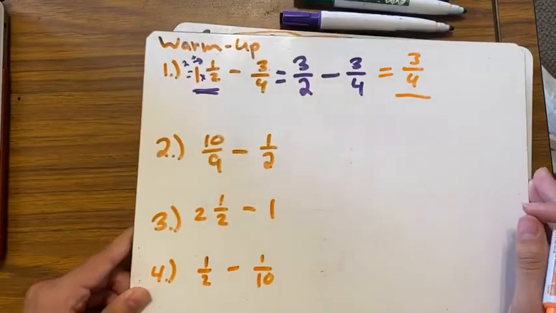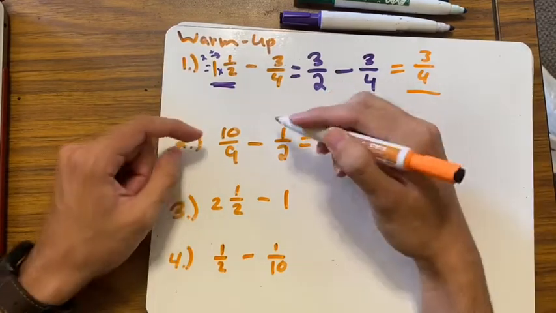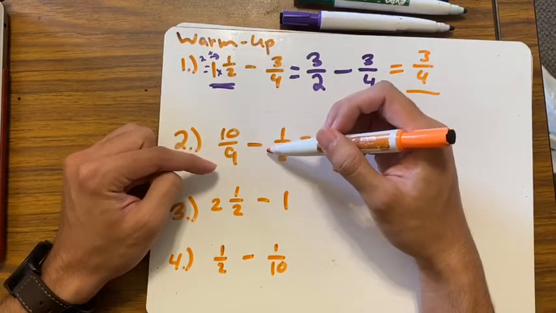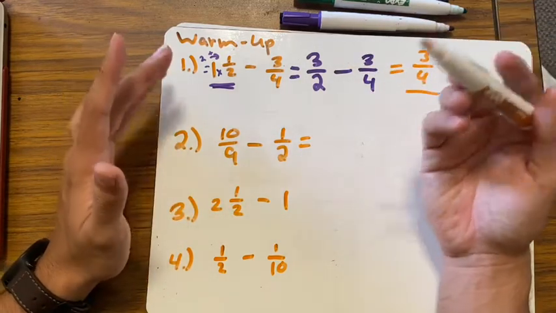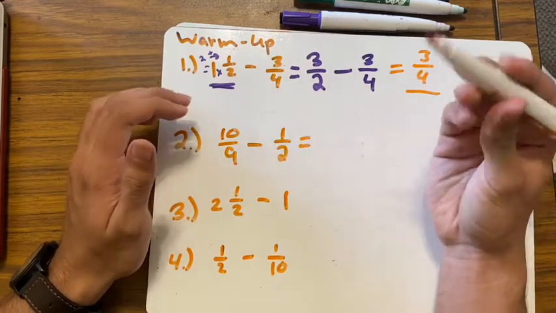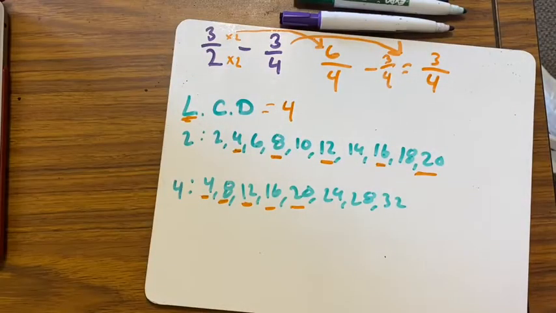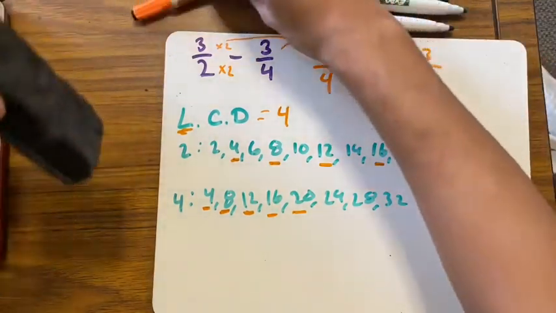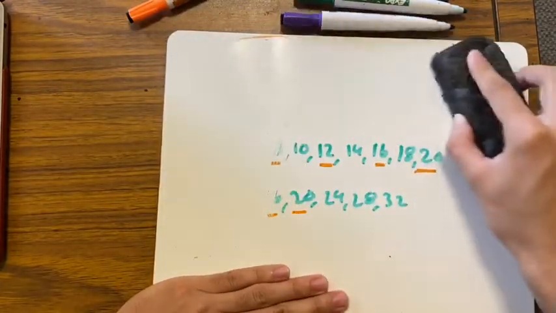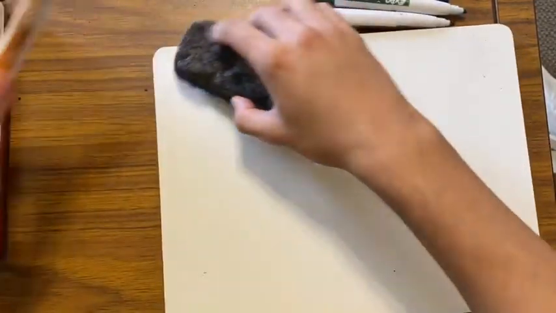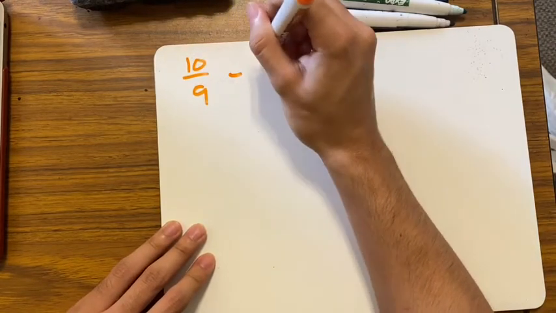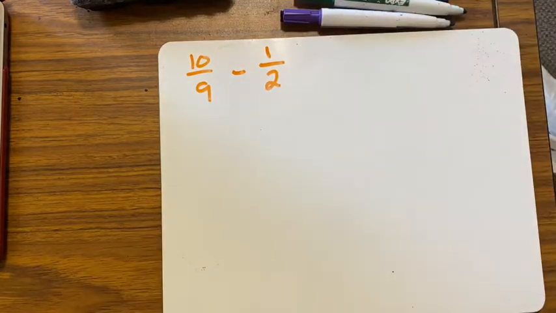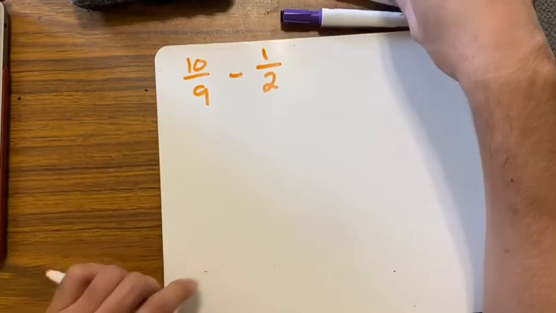Now let's go ahead and do the next one. I have 10 over 9 minus 1 over 2. Okay, well, this one, I don't have any mixed numbers, so all I need to do is just find my least common denominator, okay? So let's go ahead and do that. Now, I'm going to repeat it, everybody. You have multiple ways of finding your answer. This is just one way. I would like for you all to explore different ways you can solve these questions. So, least common denominator.